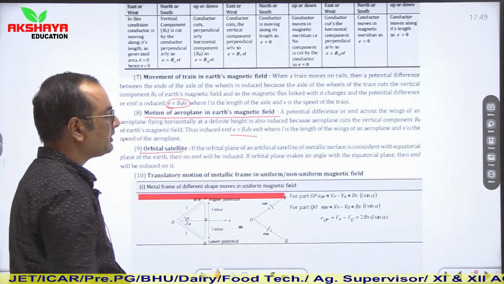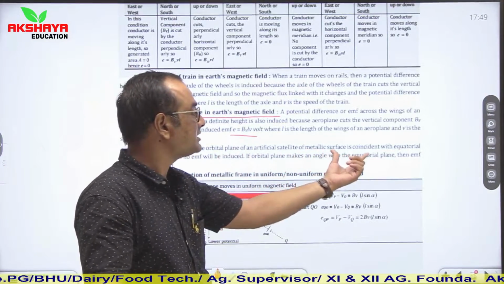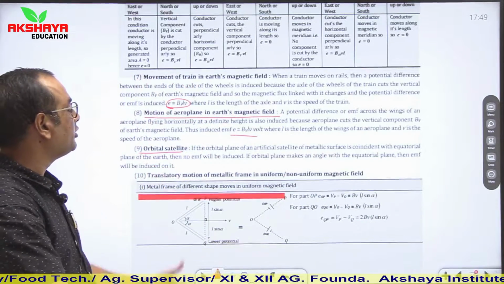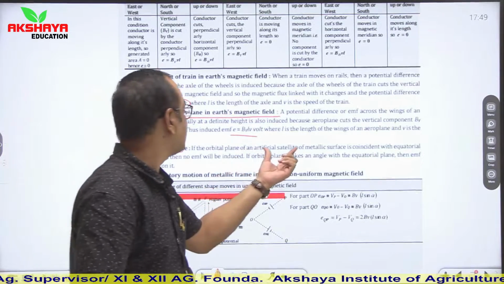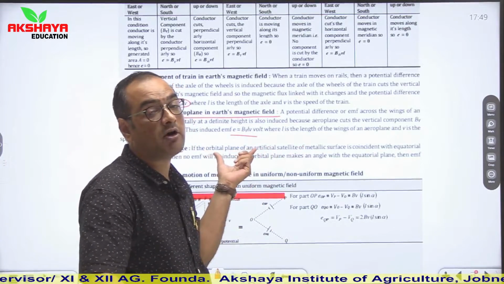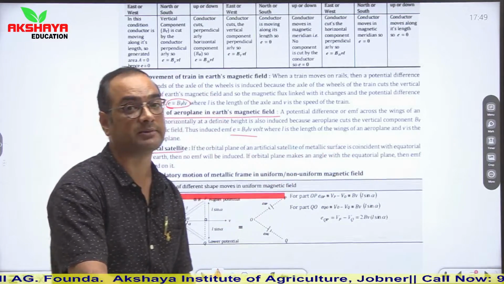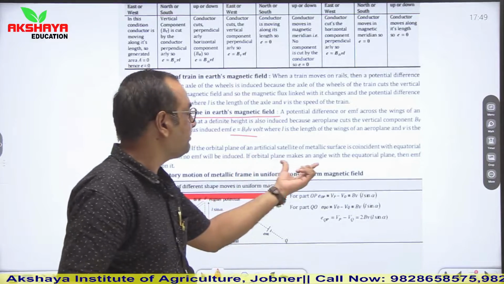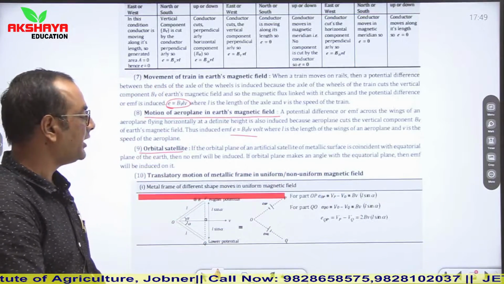Orbital satellite. If the orbital plane of an artificial satellite with a metallic surface is coincident with the equatorial plane of Earth, then no EMF will be induced. If the orbital plane makes an angle with the equatorial plane, then only EMF will be induced.